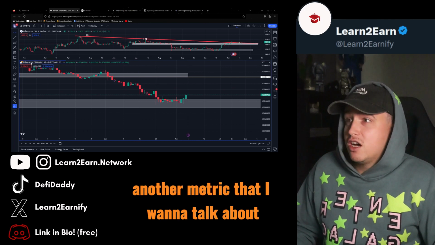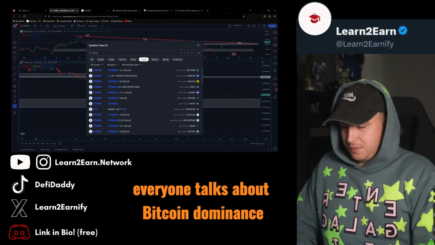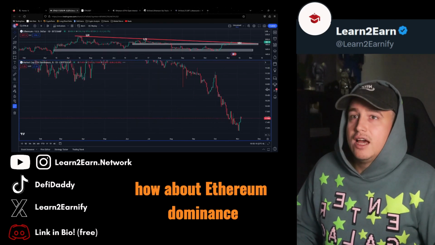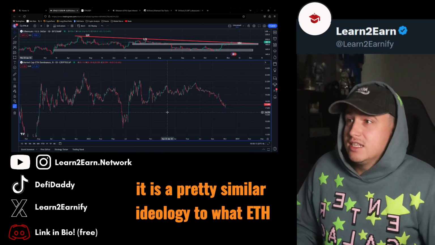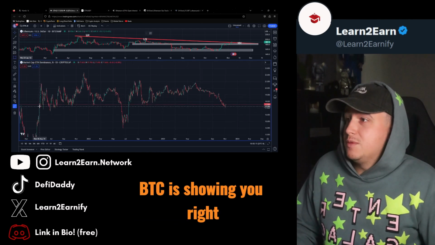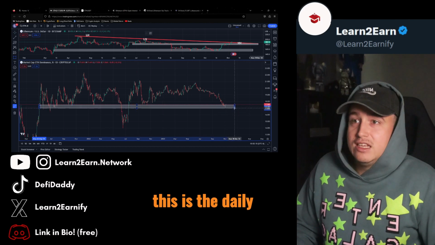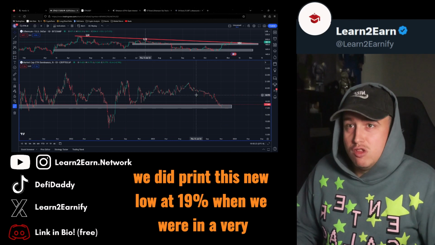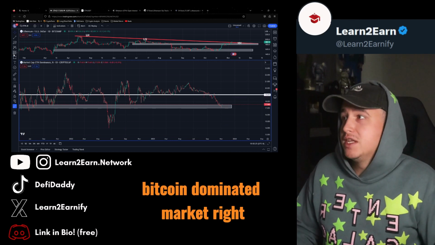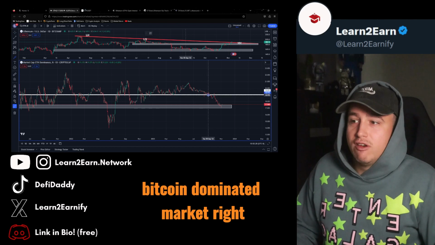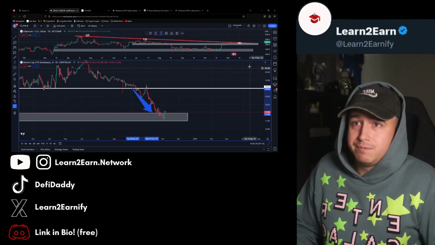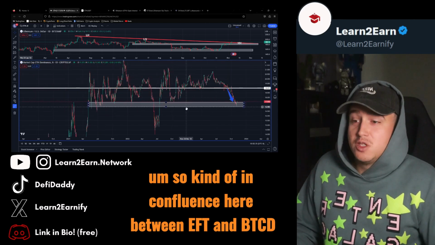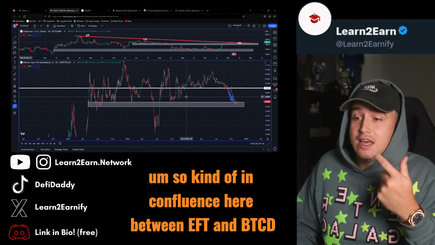Another metric that I think is worth talking about: everyone talks about Bitcoin dominance, but how about Ethereum dominance? It is a pretty similar ideology to what ETH BTC is showing you, right? This is the daily, so we have a high time frame support in and around 17%. We did print this new low at 19% when we were in a very Bitcoin dominated market, right? We saw a pretty significant markdown there. It does appear to be bouncing, so kind of in confluence here between ETHD and BTCD.